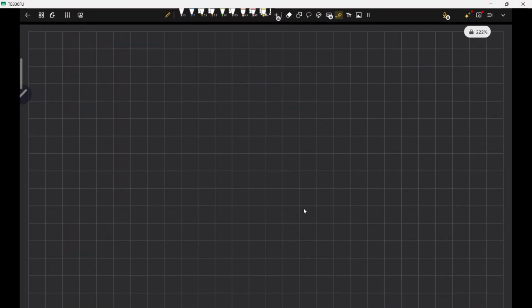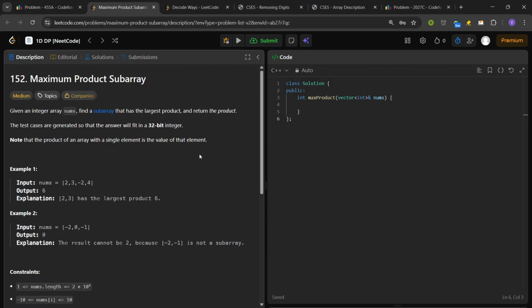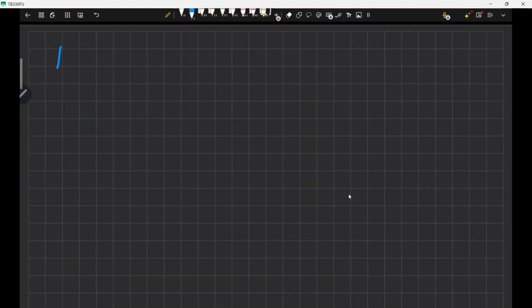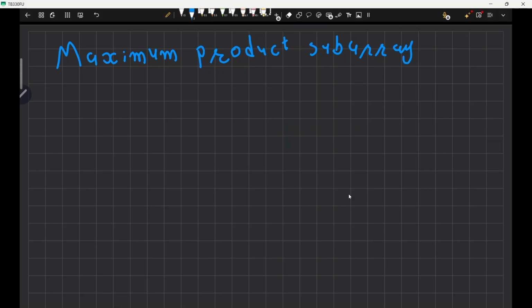Right. So now let's say that I don't know anything, and we just see the test cases. The name is maximum product subarray.